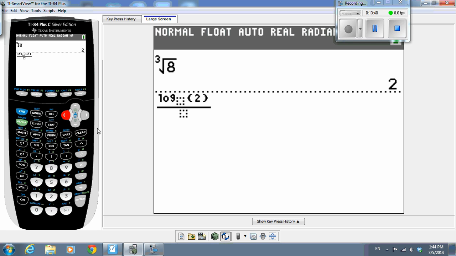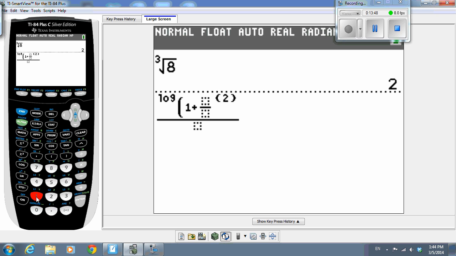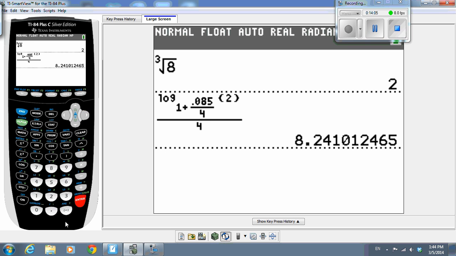I start by opening the parenthesis, and I'll put 1 plus. I can also put a fraction or a ratio there. And it's 1 plus 0.085 over 4. I get out of it and I close that parenthesis. And I'm dividing everything by 4. Note that I put everything on my calculator. So I'll press enter and I get 8.24 years.